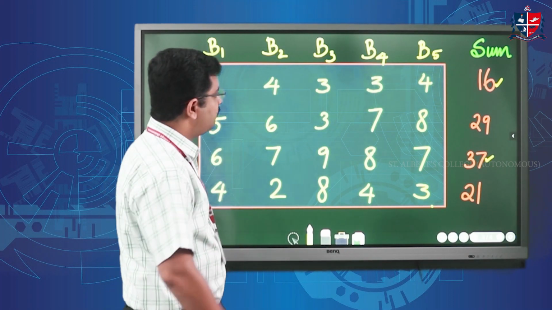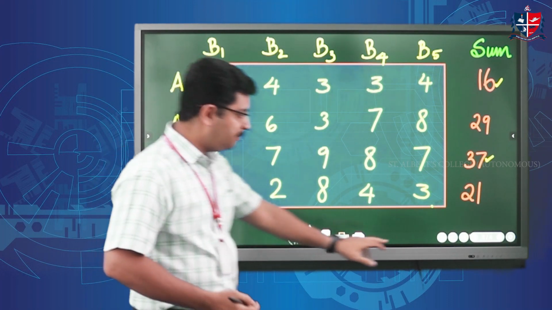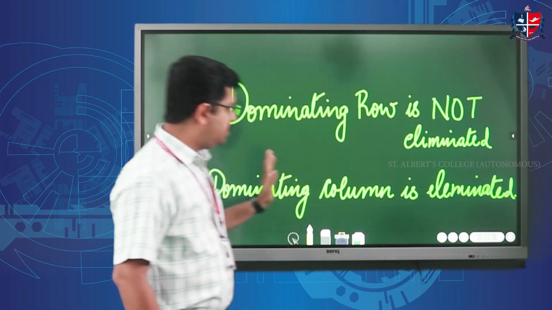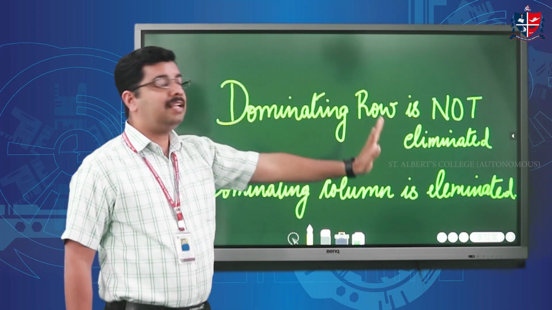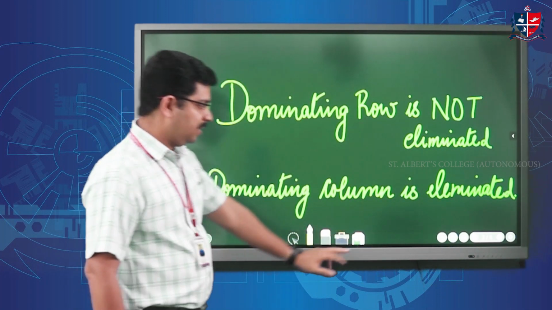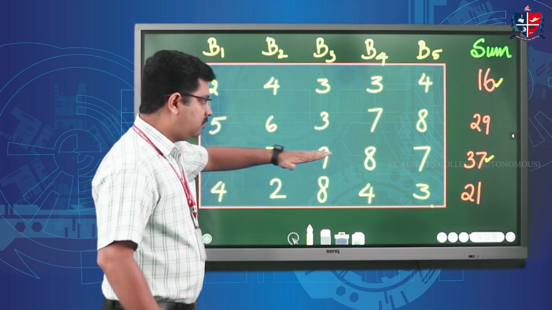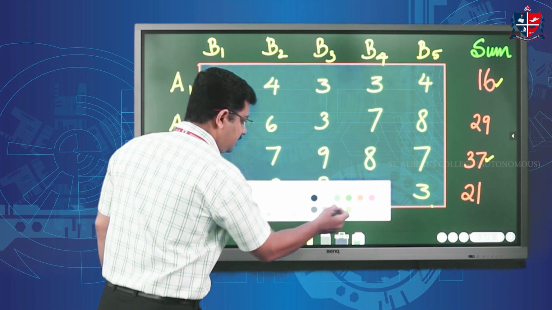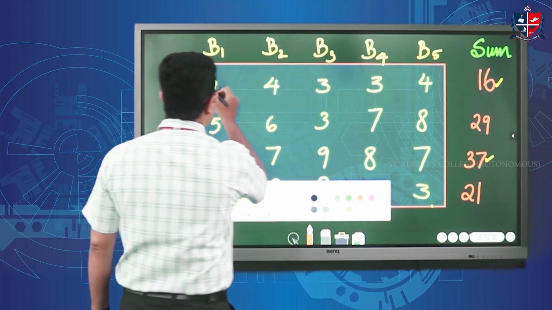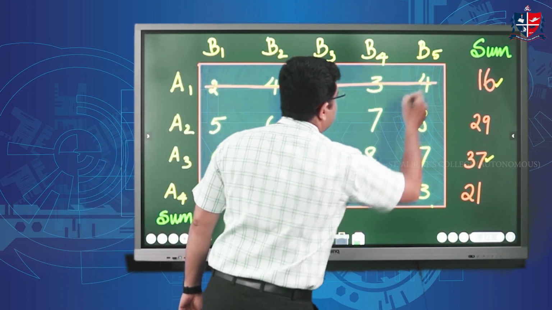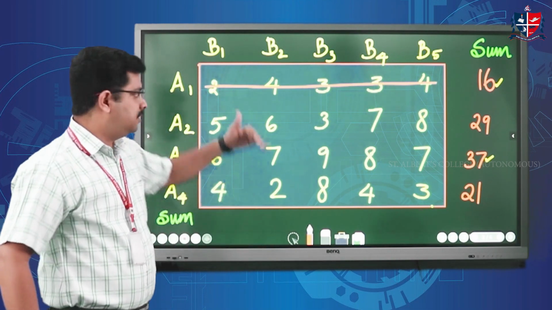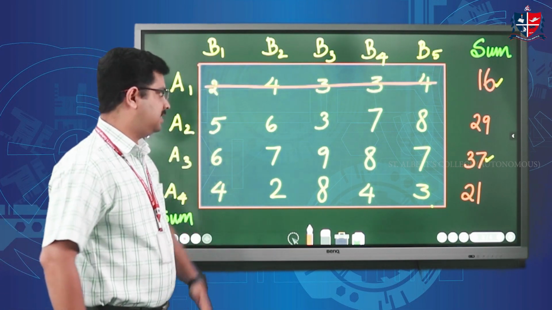So in this case, what did we learn in the previous slide? We understood that the dominating row is not eliminated. So here the dominating row is this one, and this is not eliminated. Which is eliminated here? We eliminate the non-dominating or submissive row. So that row is eliminated now.